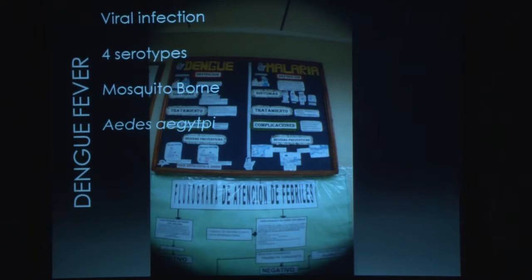Dengue fever is a virus. This is spread by a different kind of mosquito. Malaria mosquitoes are Anopheles. They come out at night, and dengue is transmitted by Aedes aegypti, which comes out during the daytime. And the fevers in the first few days are almost identical.